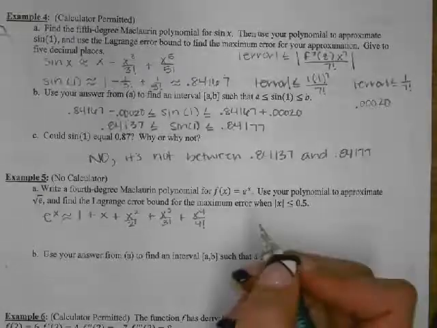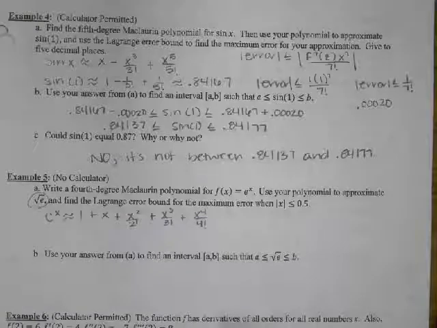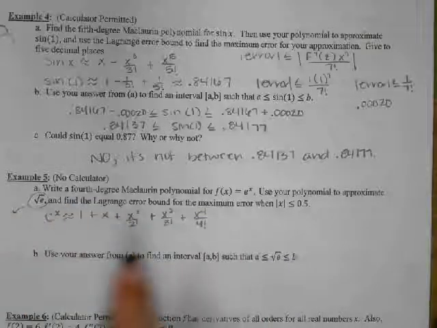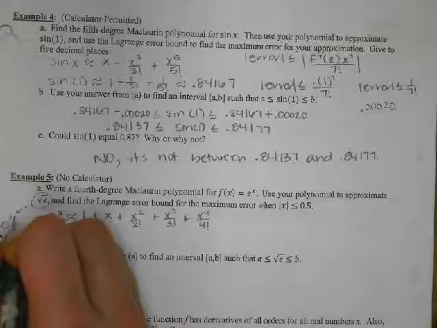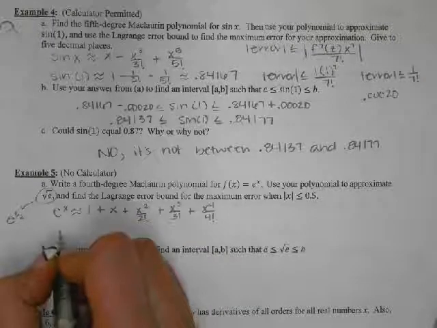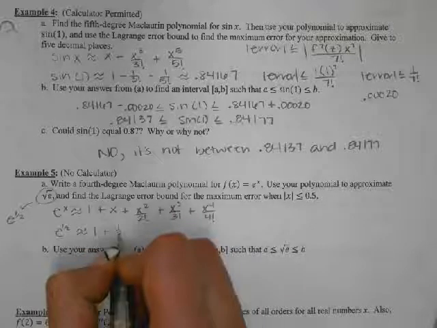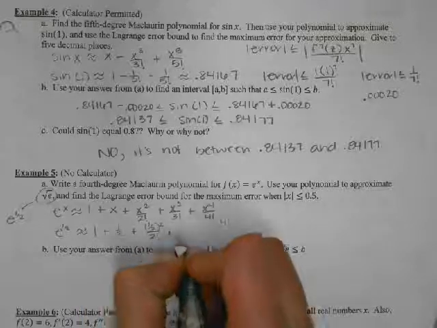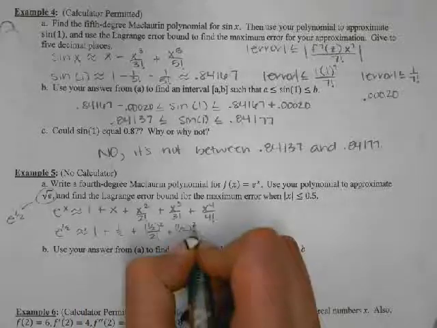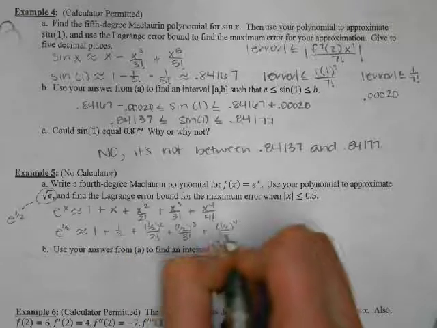Okay, so here it says to approximate square root of e. I'm going to rewrite that because these are e to an exponent, so I have to rewrite this as an exponent. That's e to the 1/2. So they want us to plug 1/2 in for x. So e to the 1/2 is approximately 1 plus 1/2 plus 1/2 squared over 2 factorial plus 1/2 to the 3rd over 3 factorial plus 1/2 to the 4th over 4 factorial.